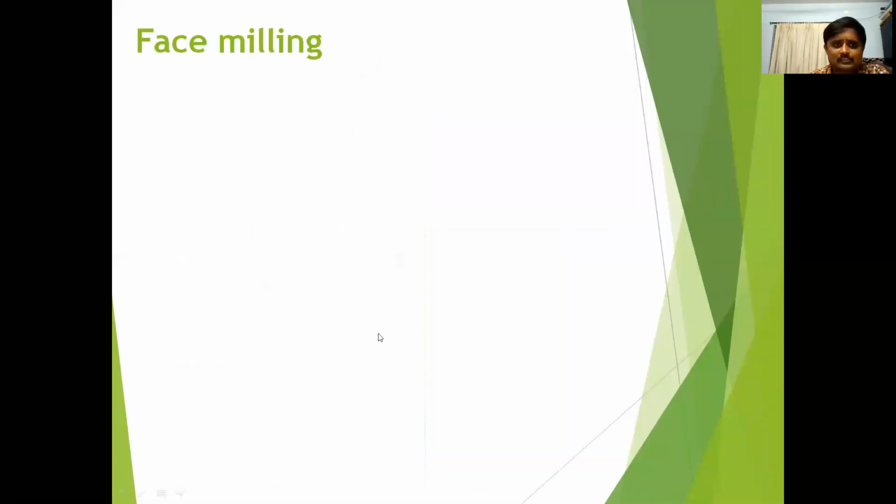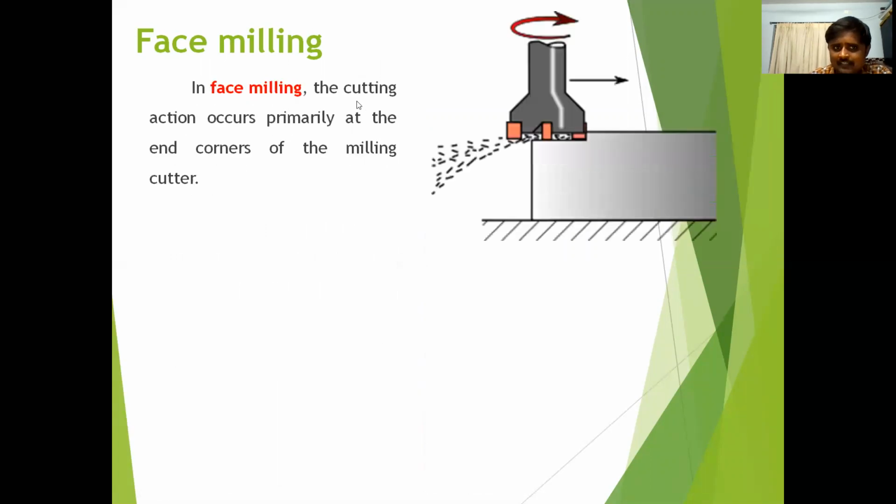And coming to face milling. In face milling, the cutting action occurs primarily at the end corners of the milling cutter. In the case of slab milling, the primary cutting action occurs at the peripheral surface of the cutting tool. But here, the cutting action occurs primarily at the end corners of the milling cutter.